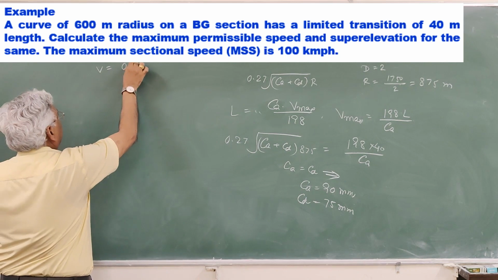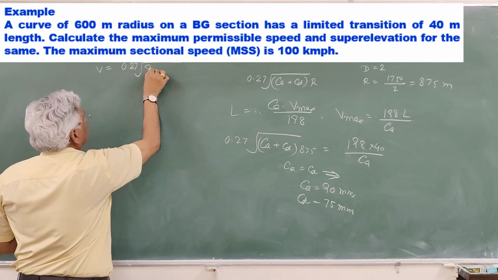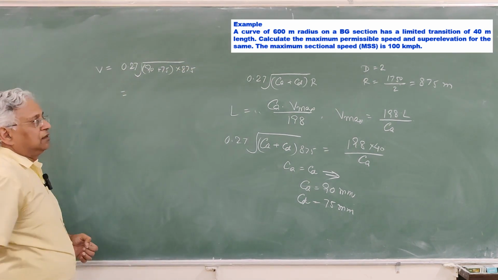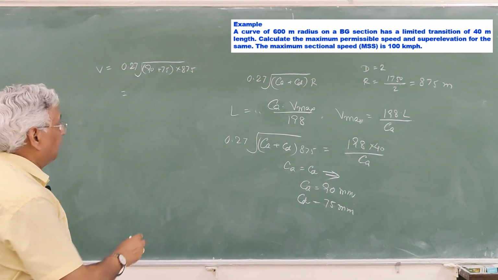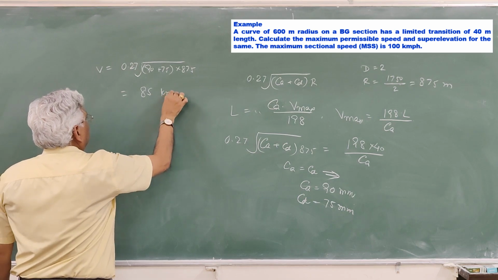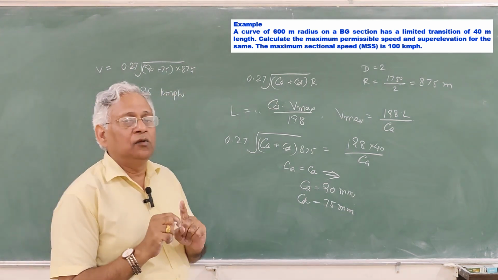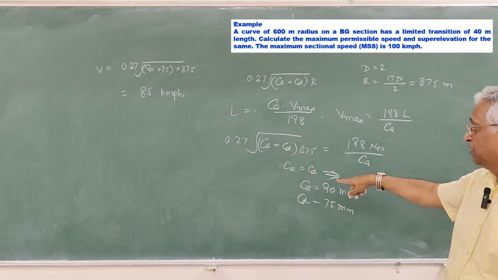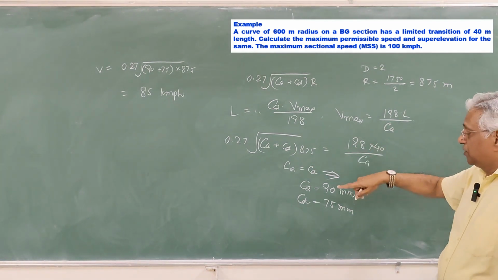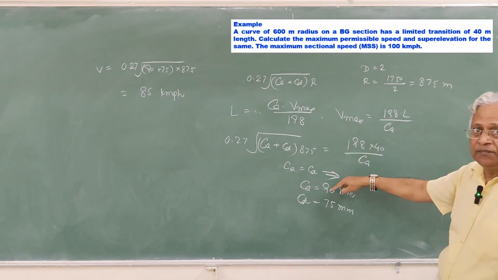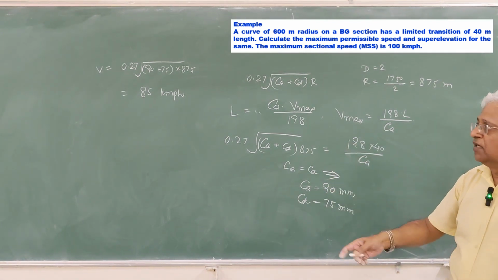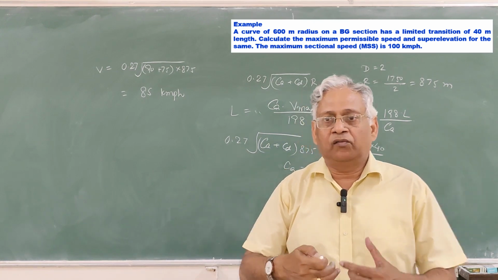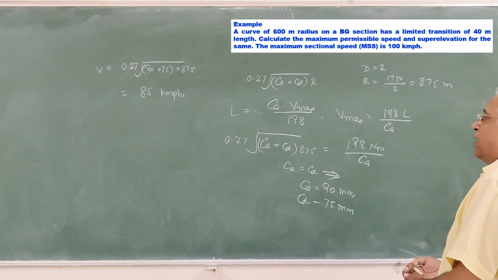now the permissible speed will be 0.27 square root of 90 plus 75 into 875. That is 85 kilometer per hour. That is the safe speed now. The sanctioned speed is 100 kilometer per hour, but that sanctioned speed cannot be maintained on the horizontal curve because of the limitation of transition. Even if you provide a cant of 90 millimeter and assume the maximum cant deficiency will be utilized, you can maintain only a speed of 85 km per hour, which will be safe from the danger of overturning as well as skidding or derailment.